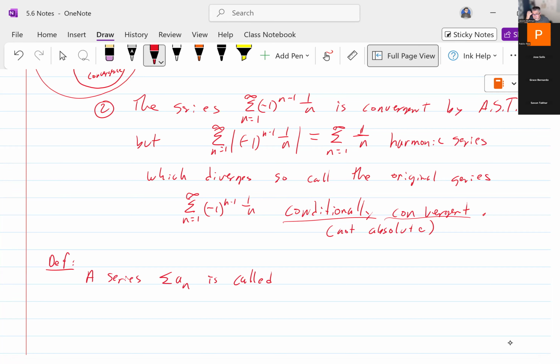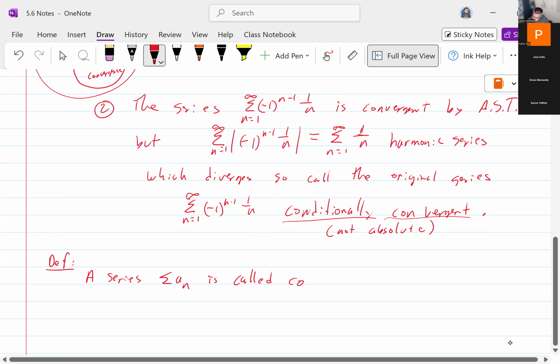Okay, a series, not theory, is called conditionally convergent.